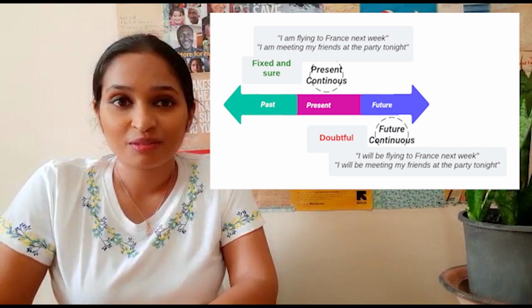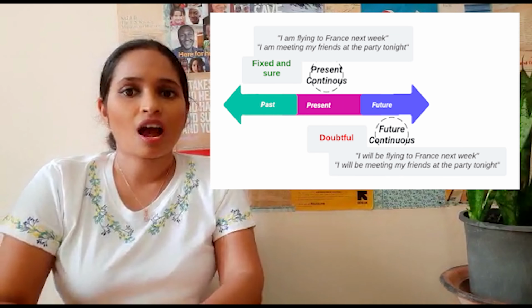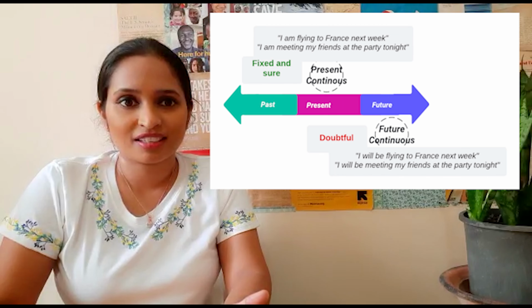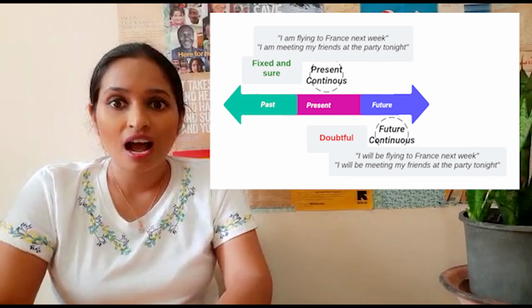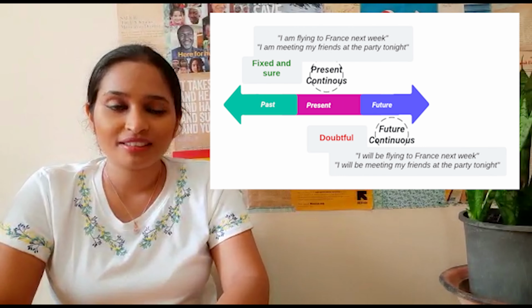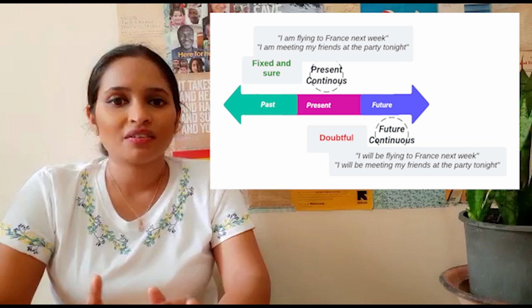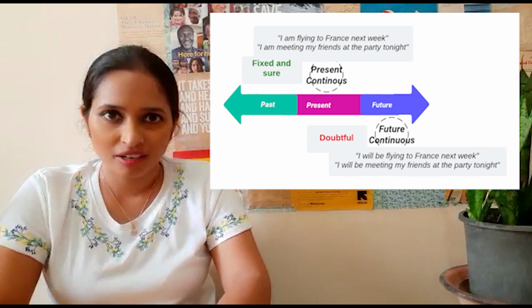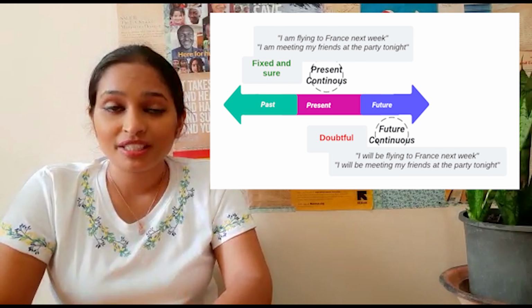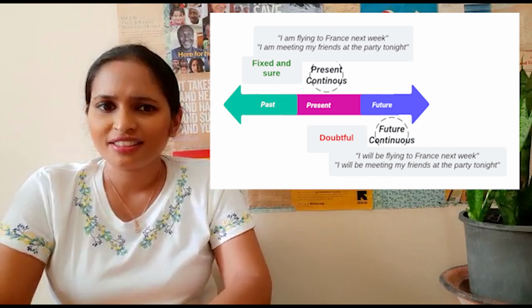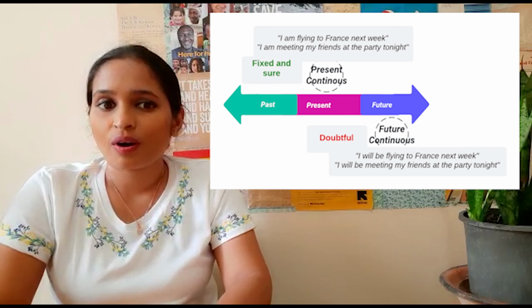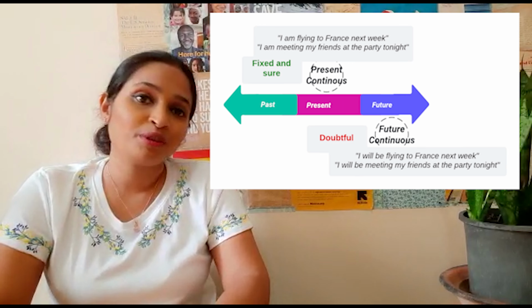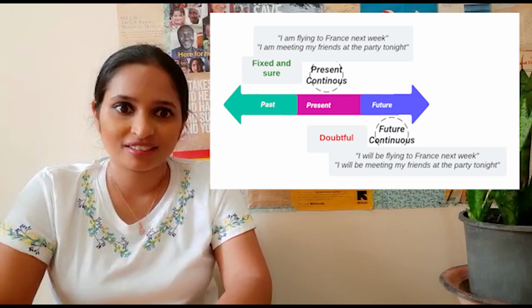Let's take another example. I am meeting my friends at the party tonight, and I will be meeting my friends at the party tonight. When you say, I am meeting my friends at the party tonight, I am almost certain that I will meet them because I have called them and they have confirmed that they will be there at the party tonight. Let's assume that I haven't called them and checked whether they will go to the party. So I am guessing that I will be meeting my friends at the party tonight.